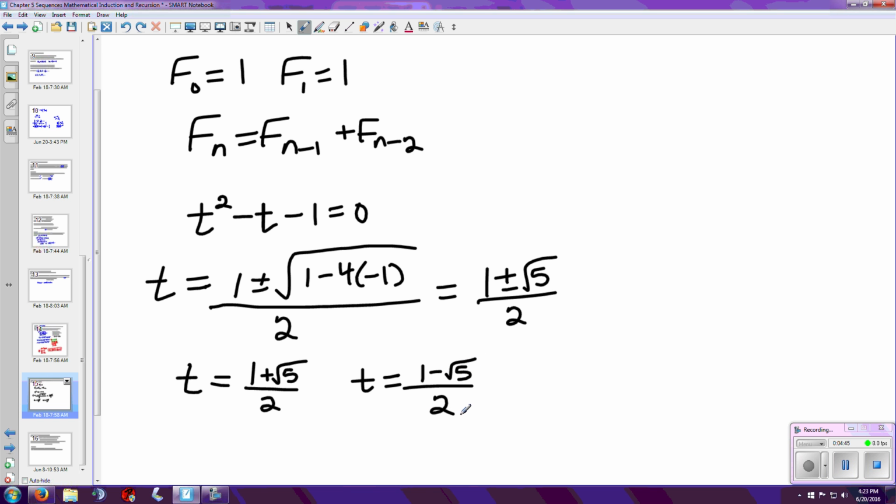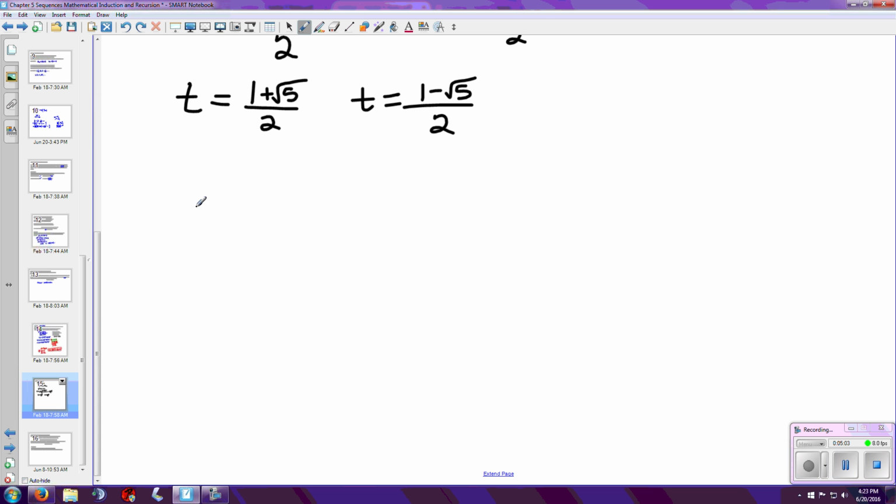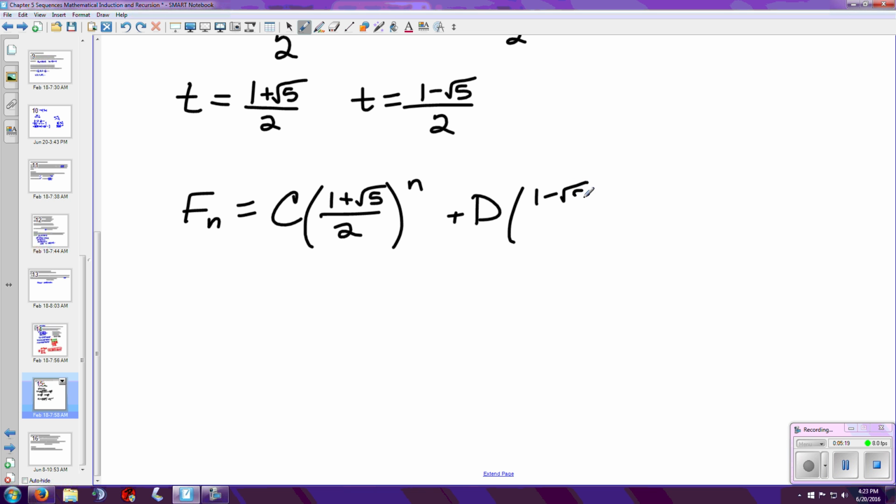We can go through the rest of this process and set up our linear combination. And since we know the initial values, it's definitely messy to do this by hand, but it's manageable if we have to. Okay, so let's play around with this a little bit. We know that the Fibonacci sequence f sub n is equal to c times (1 plus square root 5 over 2) to the n plus d times (1 minus the square root of 5 over 2) to the n.